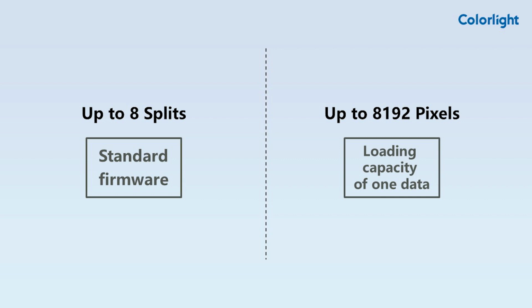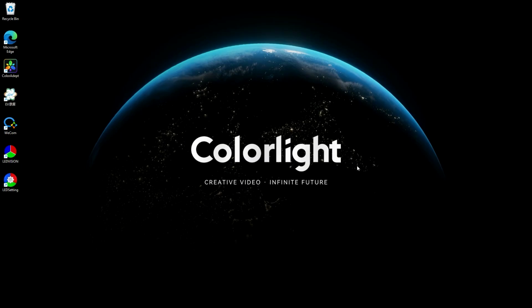Colorlight's standard firmware supports up to 8 splits, and it should be noted that the number of pixels controlled by one data group should not exceed 8,192. If you need more splitting options and higher pixel capacity, please contact Colorlight's engineers. In the next section, we will explain how to use LED setting to configure data group swap and split style.